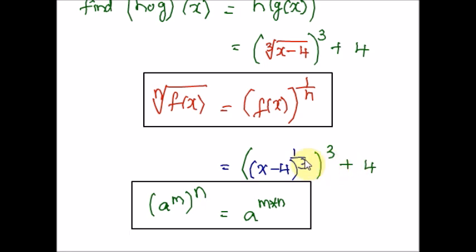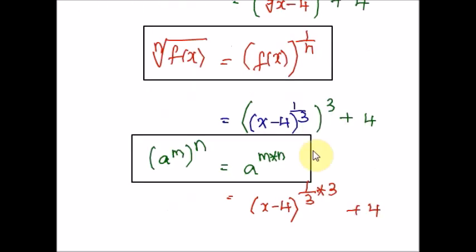It means I'm going to multiply these two exponents, 1 over 3 and 3. So if I multiply those two, 1 over 3 times 3 is nothing but 1. Am I right? Any term raised to 1 is nothing but the term itself. So this gets cancelled out. I mean, it will turn into 1. So x minus 4 raised to 1 is nothing but x minus 4. Can you follow so far?